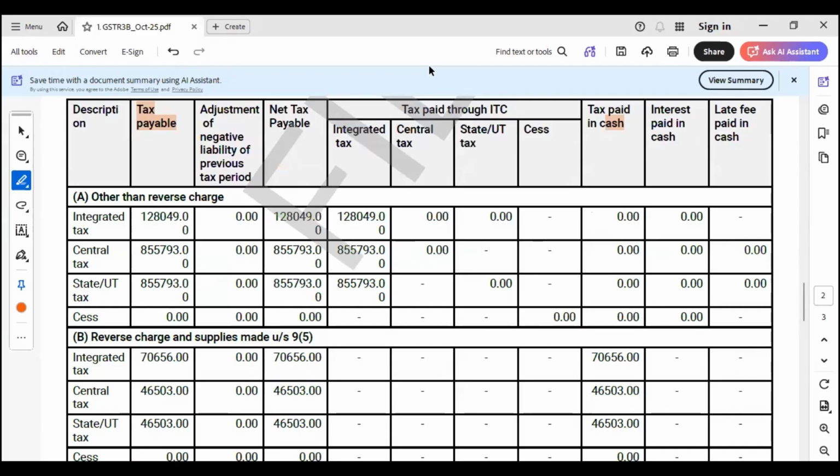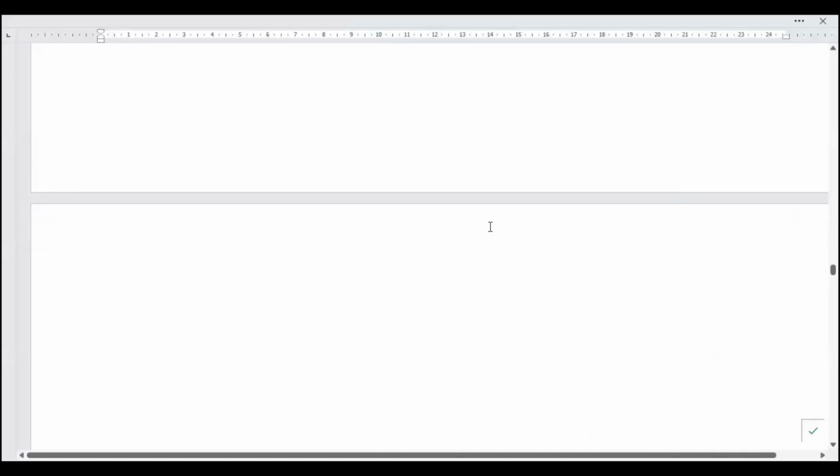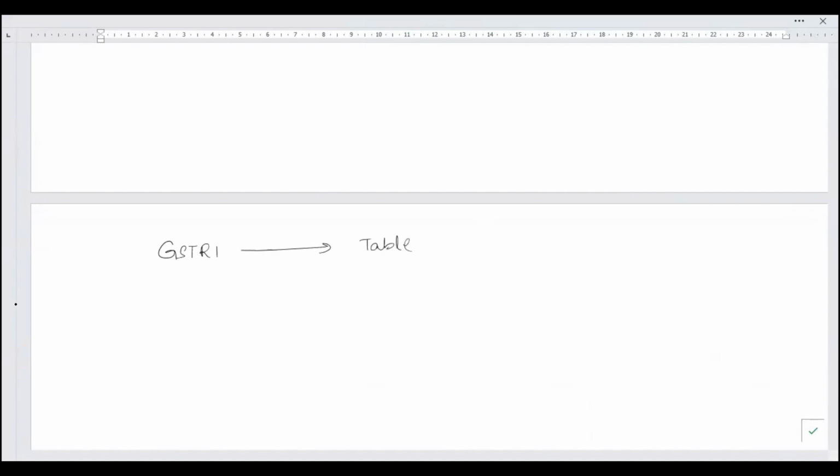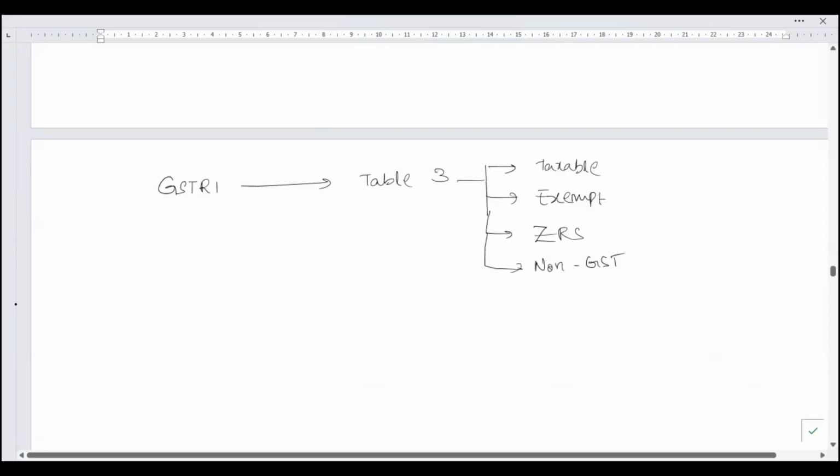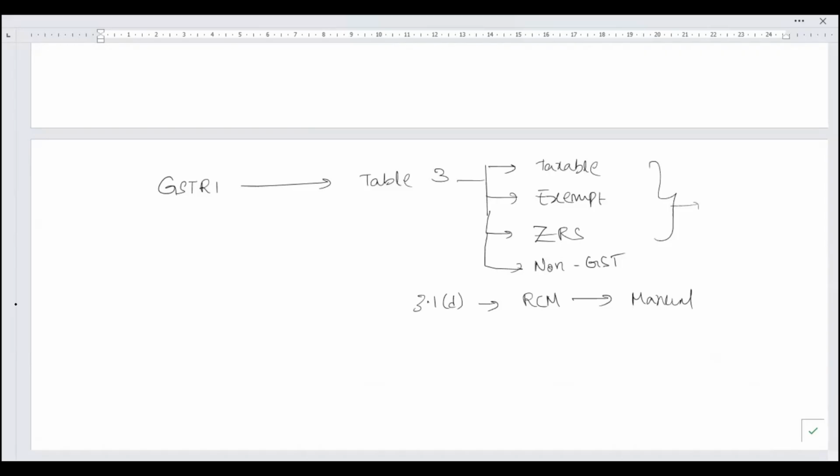Coming back. Now, my GSTR1 is a source for table 3 with respect to taxable, exempt, zero rated supply, and non-GST. 3.1D, RCM, is manual. All this data is auto-populated.